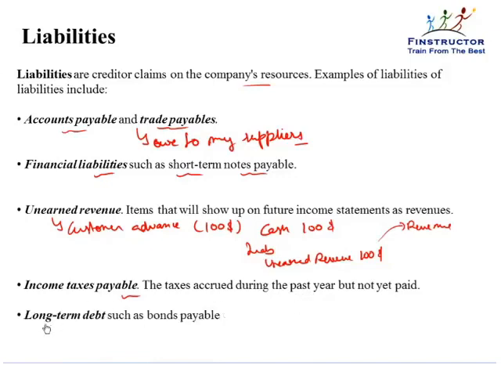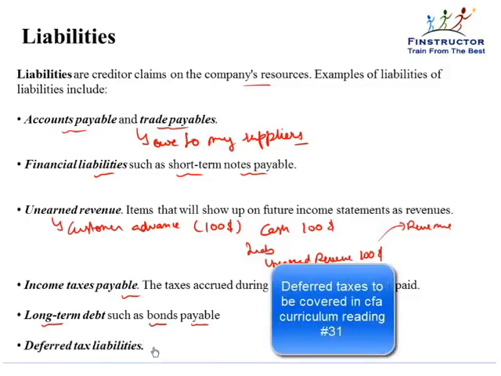Just like we took short-term debt, we can also take long-term debt, commonly referred to as bonds payable. So this will be retired over a longer period in time. And finally, just like we had deferred tax assets, we can have deferred tax liabilities. We'll study them in more detail in reading 31.